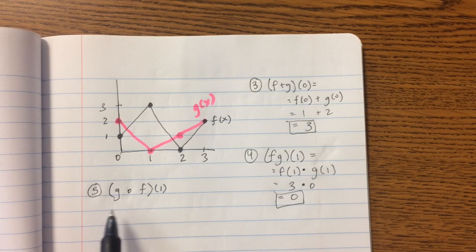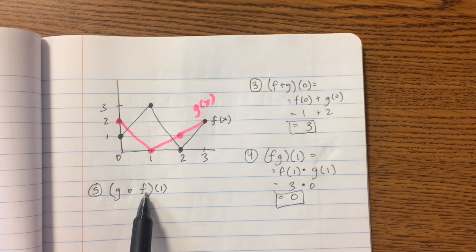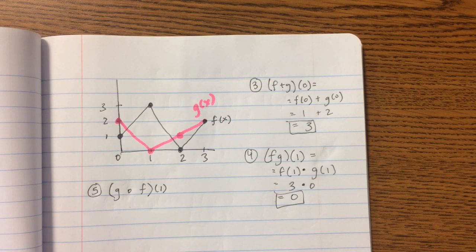Now you can do this a number of ways. One way to think about this is to actually find g of f. That's a lot easier, I think, if you have the equations. But if you don't, and you just want to avoid the equations altogether, evaluate the inner function first and use whatever that output is as your input to the outer function.